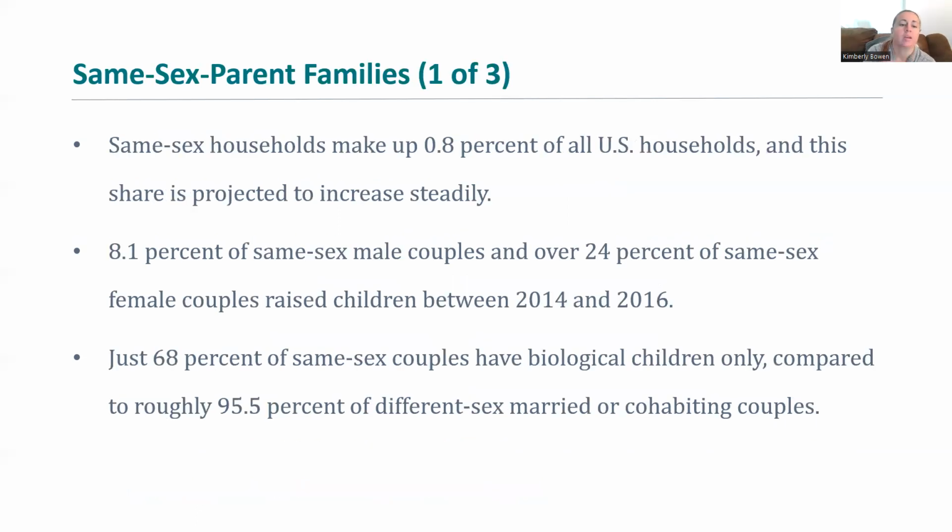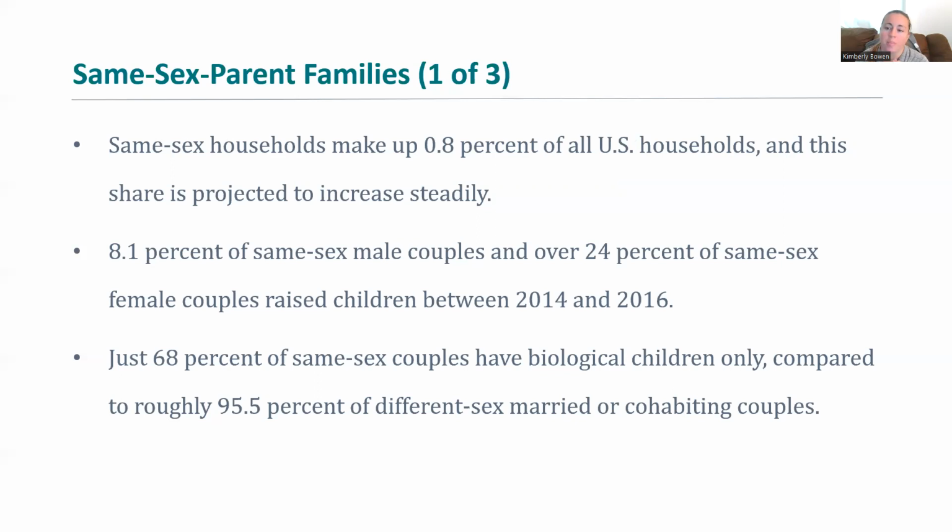Same-sex households make up 0.8% of U.S. households, and this share is projected to increase steadily. I would say that that's probably already increased past that point. And our definition of who is LGBTQ plus varies in the research, and so that would also make that particular demographic change. 8.1% of same-sex couples and over 24% of same-sex female couples raised children between 2014 and 2016.